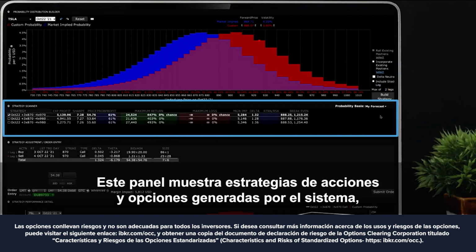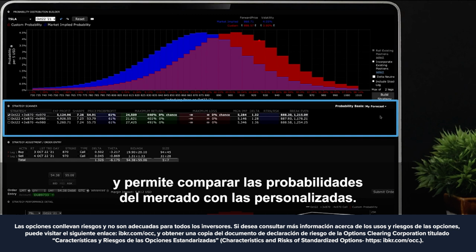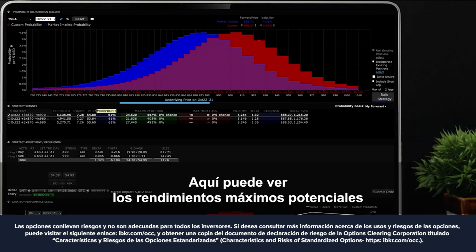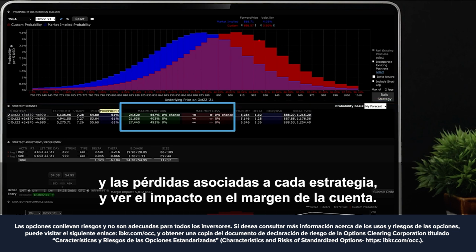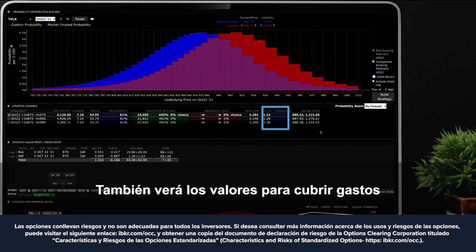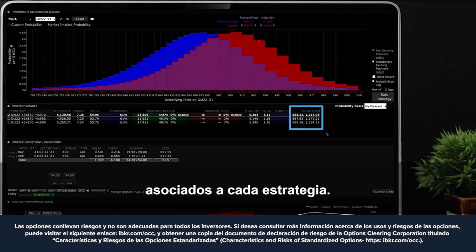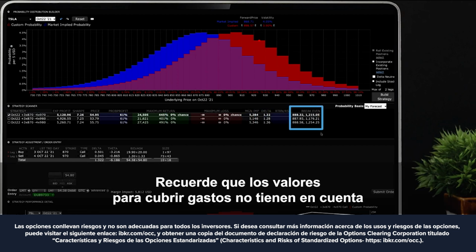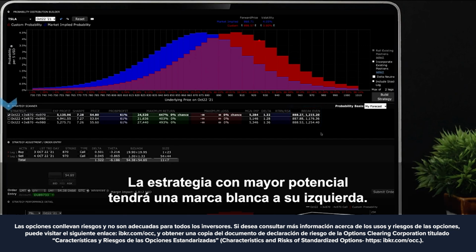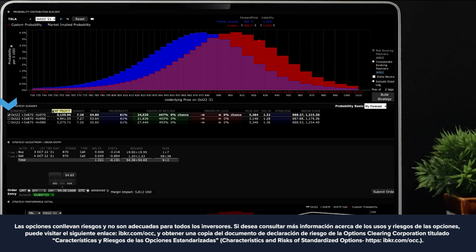The Strategy Scanner panel lists system-generated stock and option strategies and allows users to compare market versus customized probabilities. Here you can view the potential maximum returns and losses associated with each strategy and see the impact on account margin. You will also see break-even values associated with individual strategies. Please note that the break-even values do not take any commissions into consideration. The strategy with the greatest potential will have a white checkmark to its left.